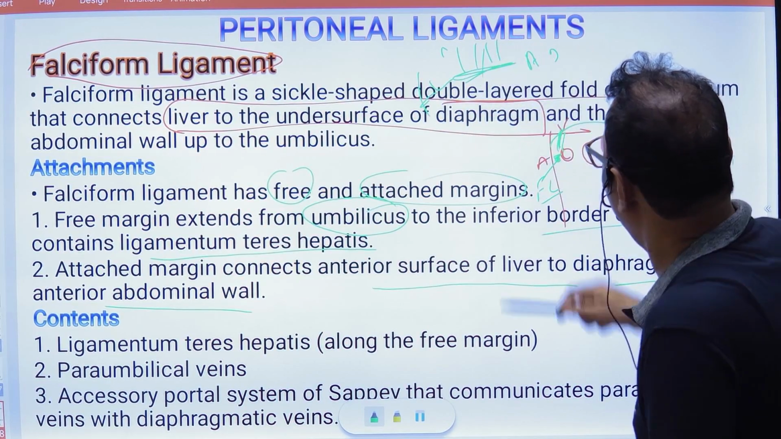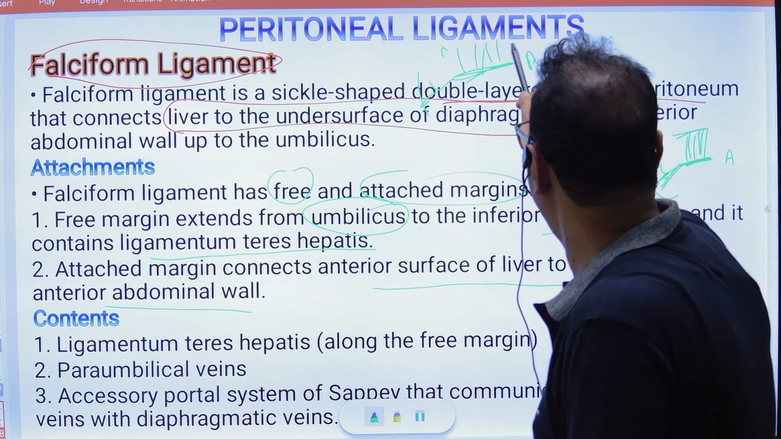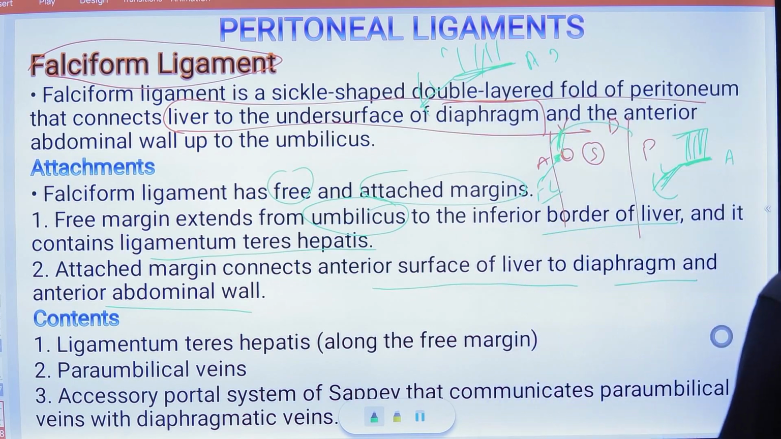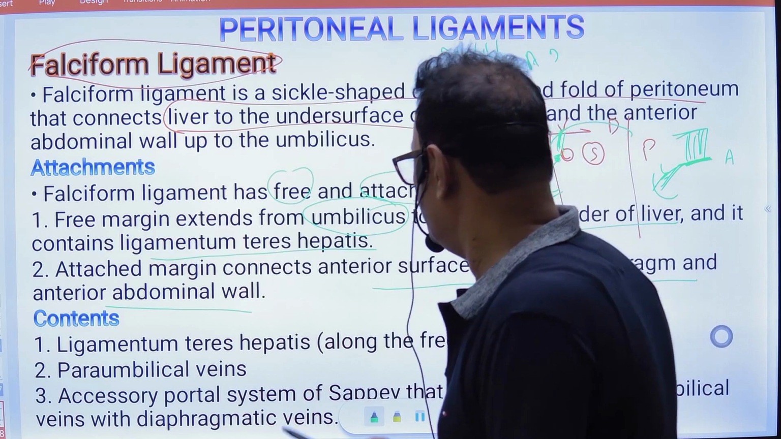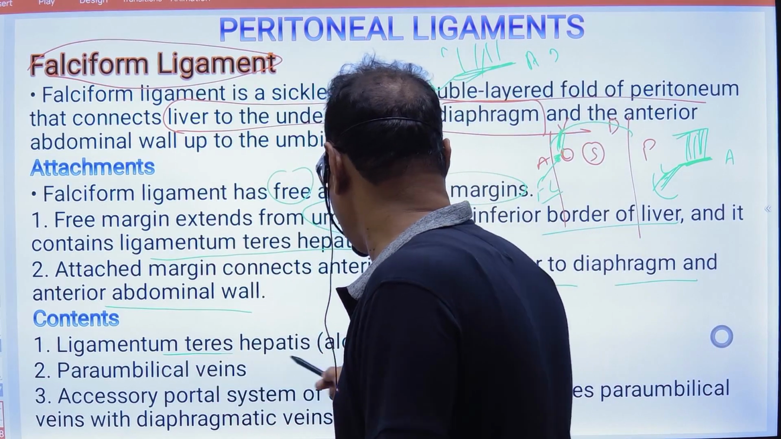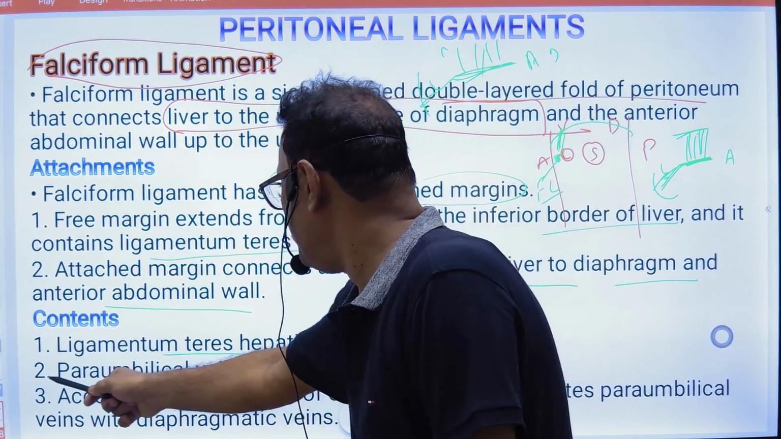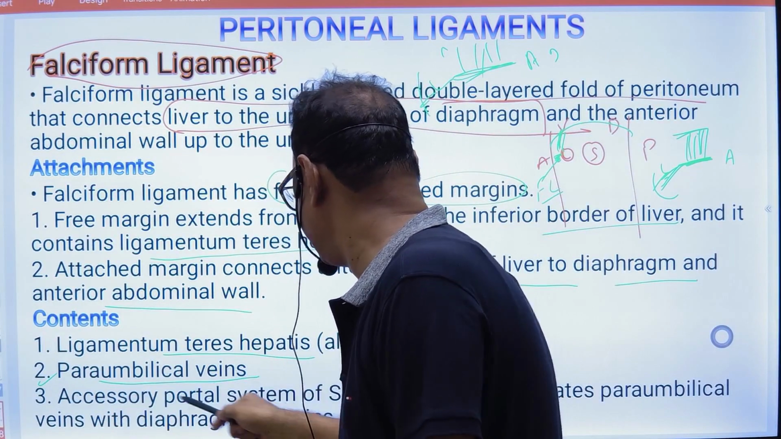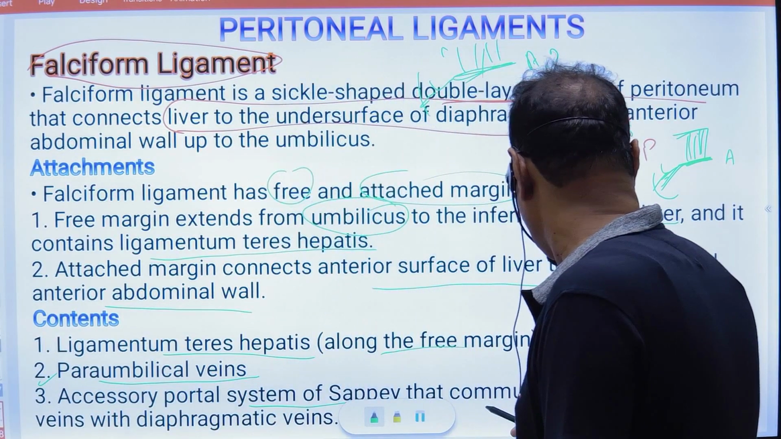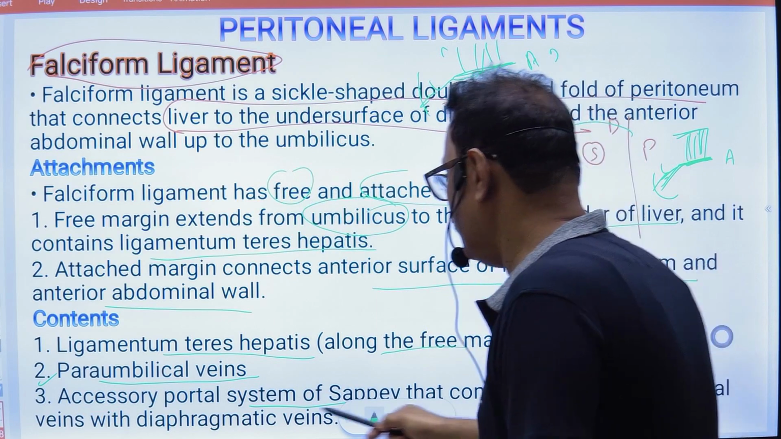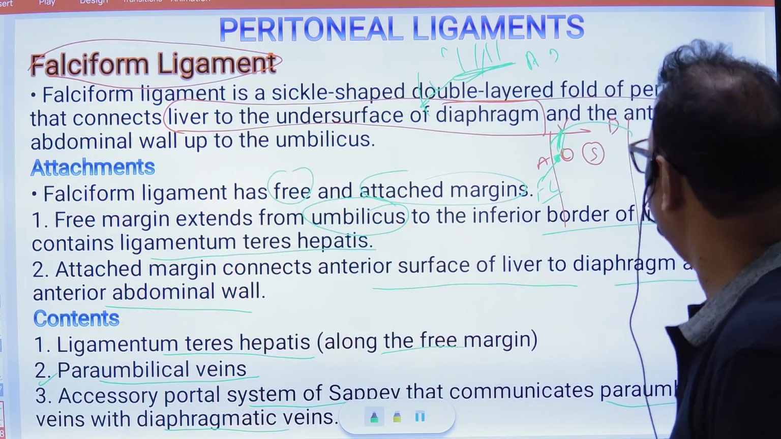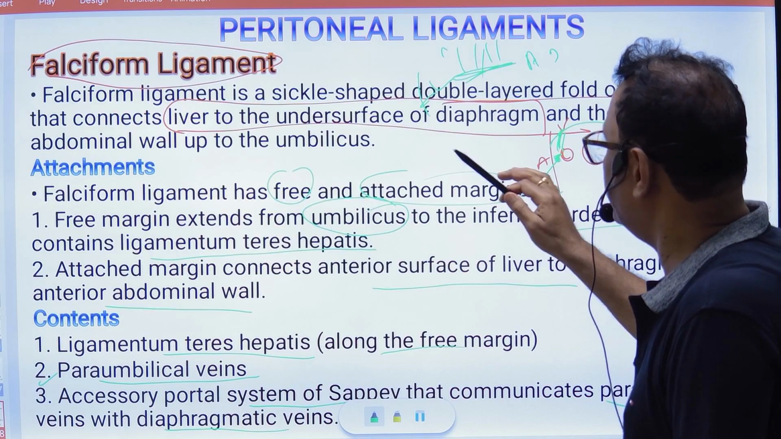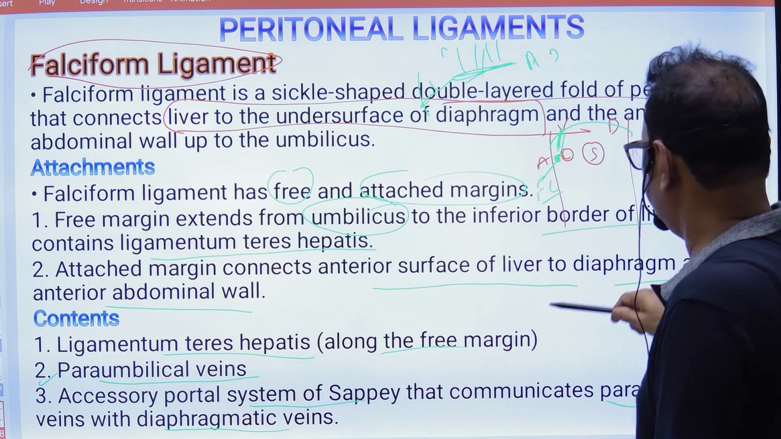But the free margin of the falciform ligament will contain the ligamentum teres hepatis along its margin, along with paraumbilical veins and the accessory portal system, which connects the paraumbilical vein to the diaphragmatic vein. These will be the contents of the peritoneal ligament, that is, the falciform ligament.